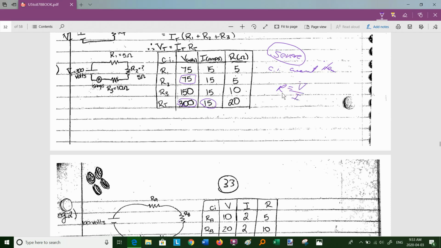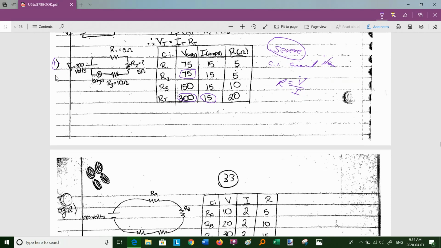So I get 75 divided by 15, 5 ohms. And then you check, and you say, okay, 5 plus 5 plus 10 is 20. So there can be different orders in which you do these questions, and if you have time, you check your work by looking at different orders in which to get your final answers. So this is a classic example, example 1, and let's look at another one here.